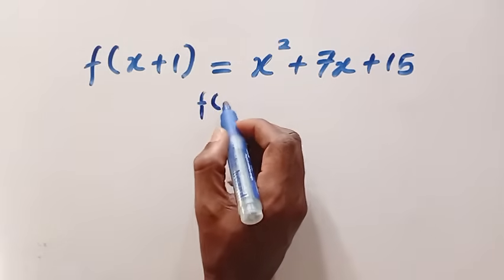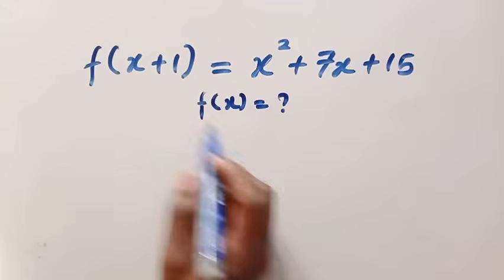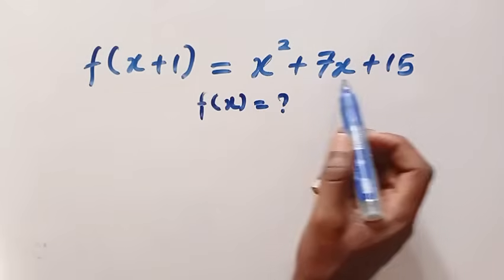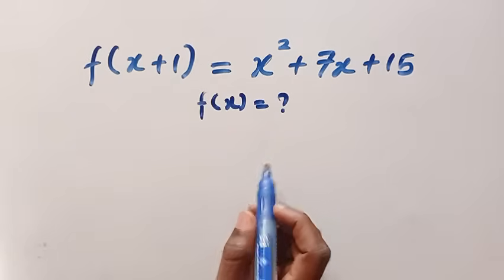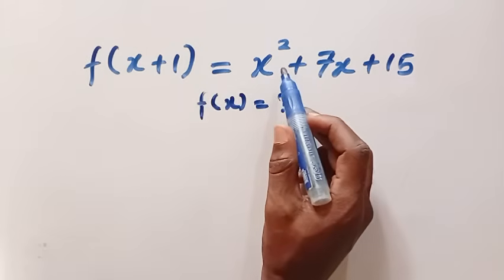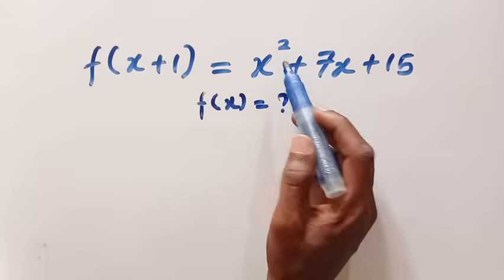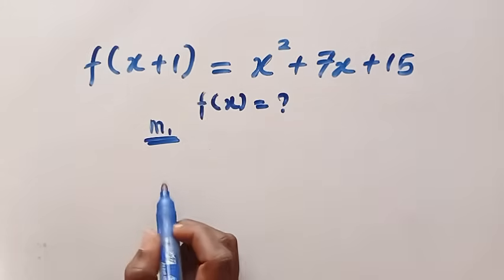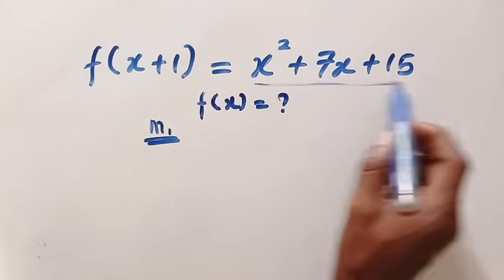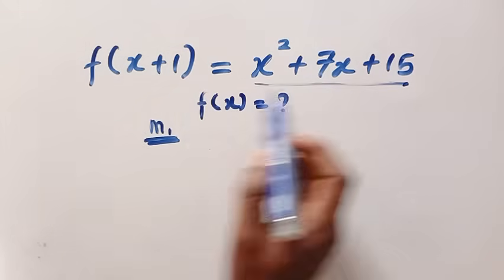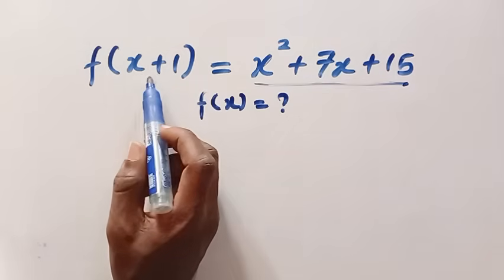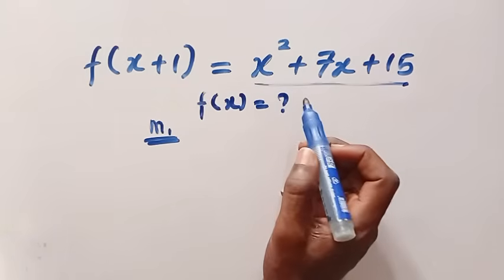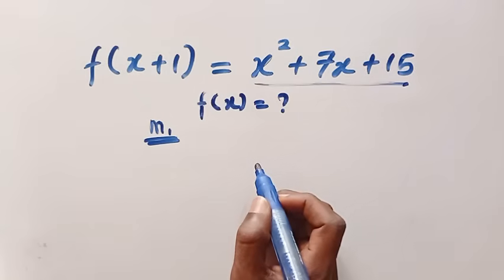So the question is, what is f(x), given f(x + 1) = x² + 7x + 15. First, looking at this side, we have a quadratic because this is the power of 2. In the first method, I will try to manipulate this side in such a way that it will be factored to have x + 1 in each of these. So factoring this, we are expected to get 2 factors, but this is not factorizable.